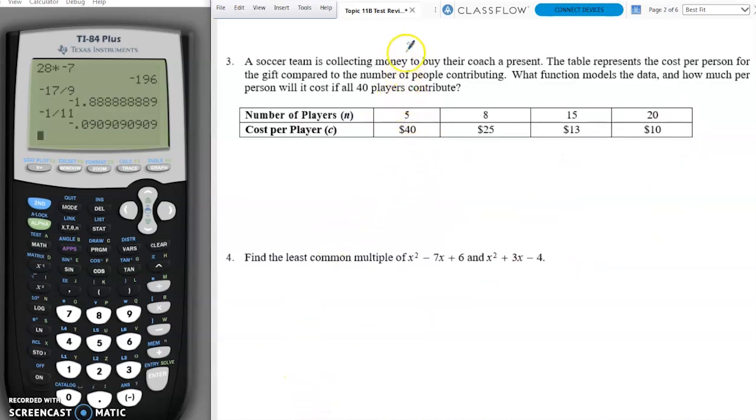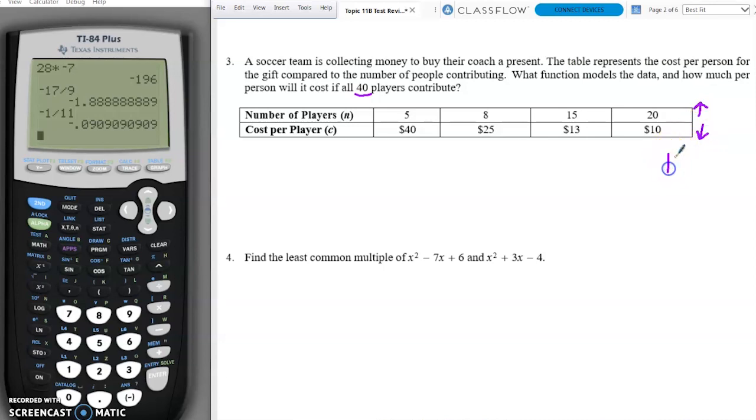Looking at number 3, it says a soccer team is collecting money to buy their coach a present. The table represents the cost per person of the gift compared to the number of people contributing. What function models the data, and how much per person will it cost if 40 players contribute? So looking here, we're going from 5 to 8 to 15 to 20. We are going up. All right, we'll call players X, and we'll call cost Y. And you notice the cost per player is decreasing.